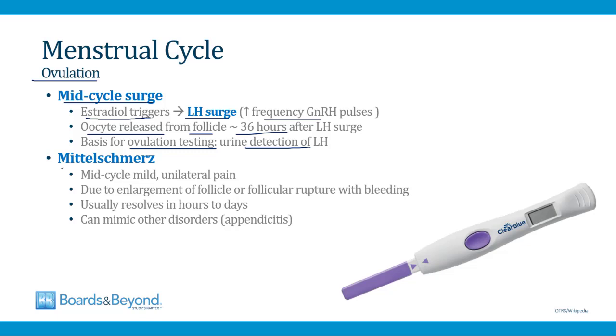There's also a phenomenon that occurs at the middle of the menstrual cycle in some women called Mittelschmerz. This refers to mid-cycle mild unilateral pain. It's due to enlargement of the follicles or follicular rupture with bleeding. It's usually relatively mild and it resolves within hours or days, but it can sometimes mimic other disorders like appendicitis because there can be the acute onset of right lower abdominal pain.